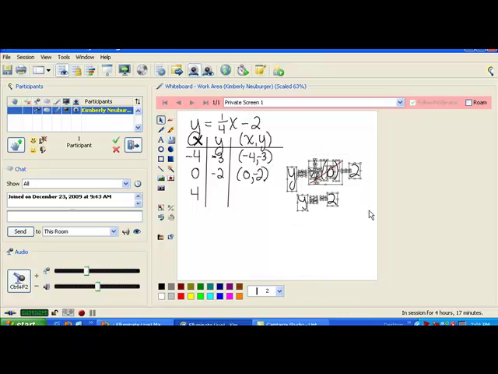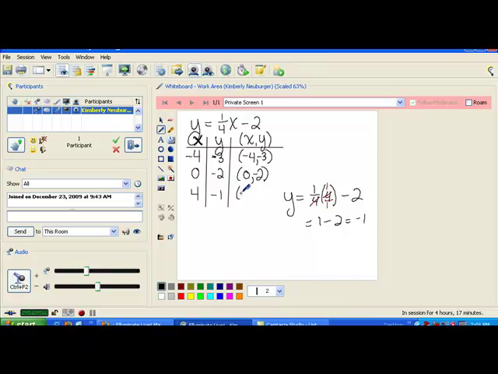Now, let's calculate our last point. So we're going to plug in a 4 for my x. And I notice again this 4 is over 1. These 4's cancel to make 1. 1 times 1 is just 1. And when I subtract 2, I get negative 1. So that gives me a point of 4, negative 1.